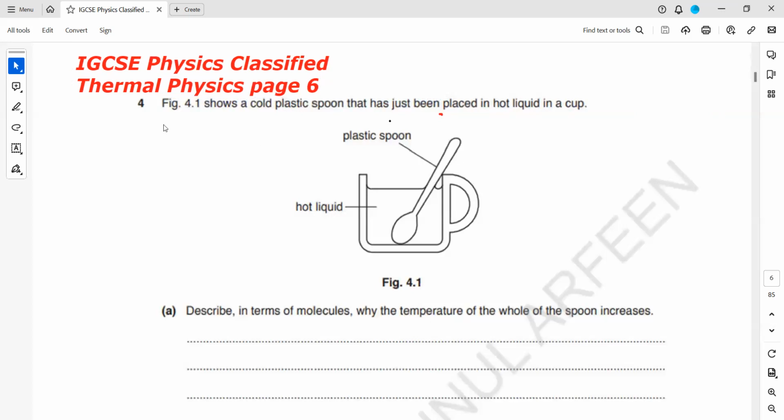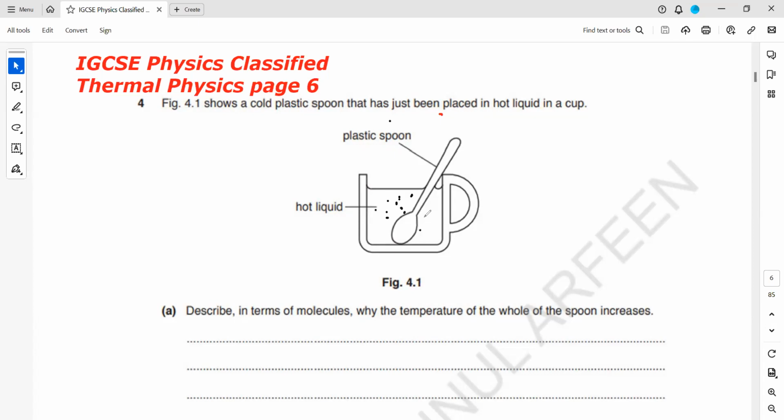In page 6, figure 4.1 shows a cold plastic spoon that has just been placed in a hot liquid in a cup. Describe, in terms of molecules, why the temperature of the whole spoon increases. So in terms of molecules, we have to explain why there's an increase in temperature. Even though it's a plastic spoon, plastic is not a very good conductor, it's an insulator. But what will happen?